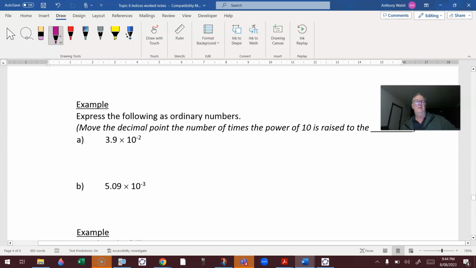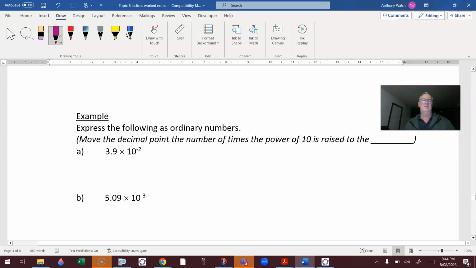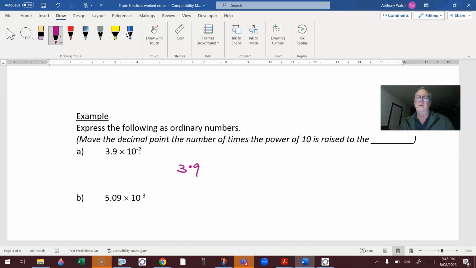Alright, and the last bit, like we did previously with the big numbers, how about I have some small numbers that are already in their scientific notation, and we're going to write them as ordinary numbers. So the first one, 3.9 by 10 to the negative 2. So we start with the number between 1 and 10, which is 3.9. Now I'm going to move the decimal point. Where do I move it to? Well, I'm going to move it 2 places. But because this time that's a negative term, I'm going to move it that number of times to the left to make a number smaller than 1.